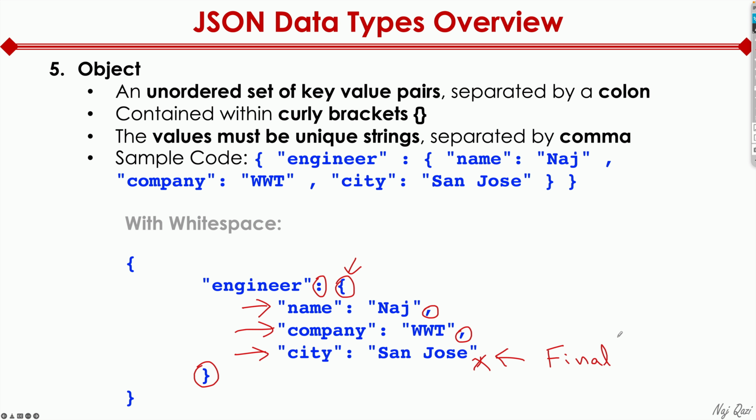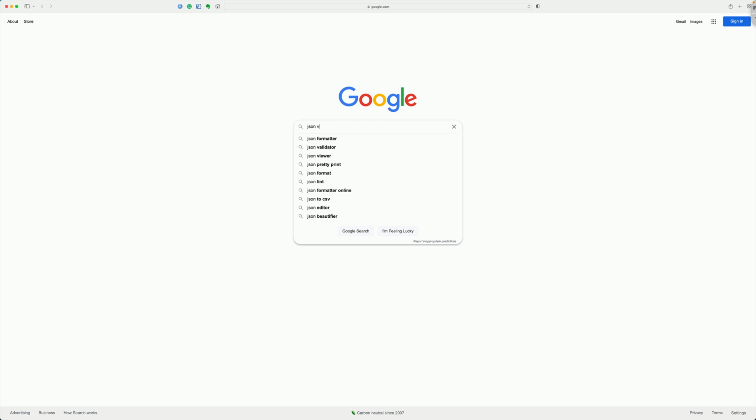So definitely keep that in mind. And by the way, to verify the code that you wrote, ideally what you should do is go and Google the term JSON validator. And what that will do for you is help you validate the code that you wrote. As a matter of fact, let me show you what I'm talking about. Let me look up JSON validator.